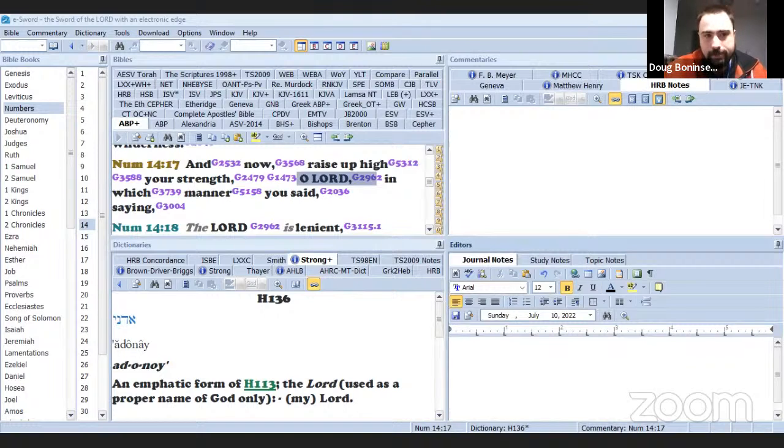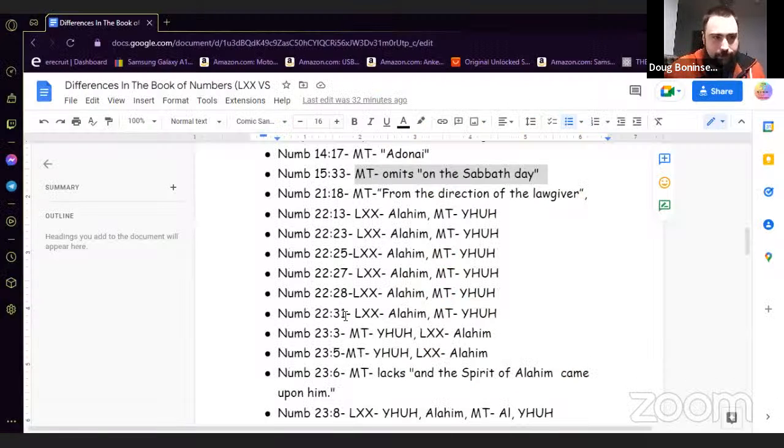Masoretic text omits "on the Sabbath day." So this is a big difference in chapter 15, where we're going now. So Numbers 15 verse 33, and I'll show you guys. So we're going to go to chapter 15 now. Hopefully we'll get done tonight. We're pretty much halfway through, or a little bit more than halfway through right now. Masoretic text omits "on the Sabbath day." So now we're going to go to Numbers 15:33.